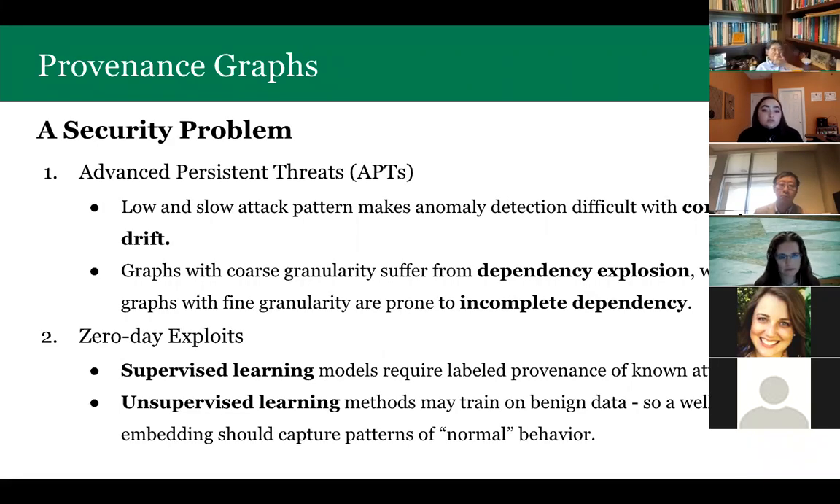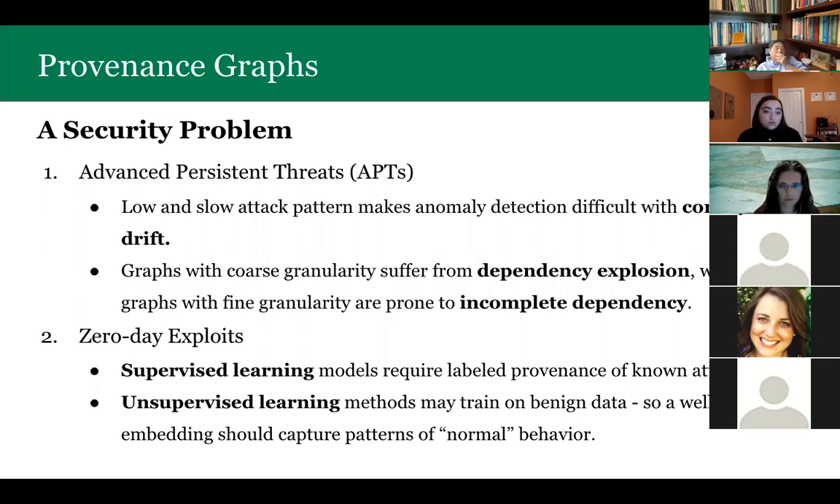For the security problem for provenance graphs, there are two particular attack vectors that the deep graph learning methods we've been looking at really help with. One of them is the advanced persistent threat attack. As I mentioned, these graphs can get really, really big. You're dealing with terabytes of data. This is especially true in an advanced persistent threat, where you're looking at months of log data. The low and slow attack pattern can also present an issue with concept drift, because you can have a different context at the beginning of a month and at the end of a month in one system. It doesn't necessarily mean that there are anomalies or attacks. The system might just be doing something different over time.